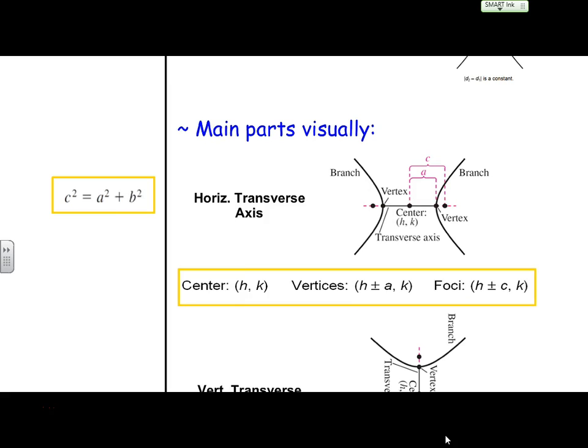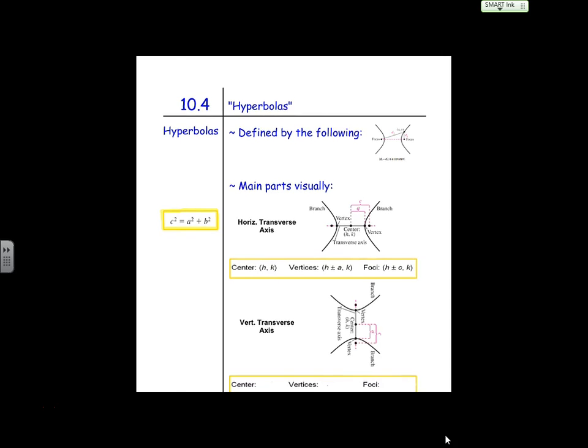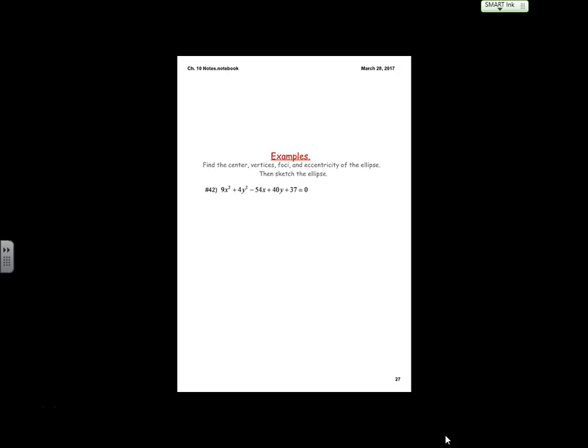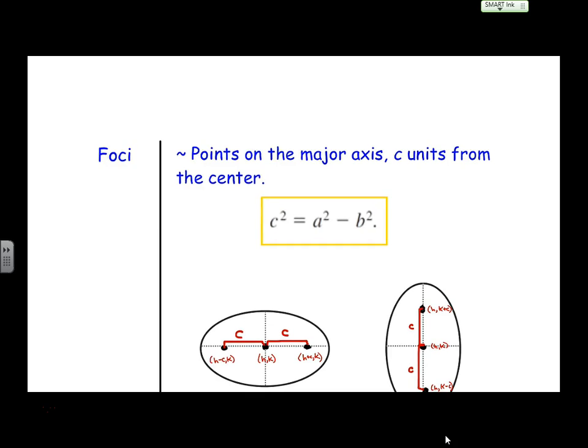Guys, pause real quick. I still have 35 seconds. Do you see that hyperbolas have a C also? Yeah, but it's A squared plus B squared. Hold on, go back. Didn't ellipses have a C? Should some of you start making some equation cards?